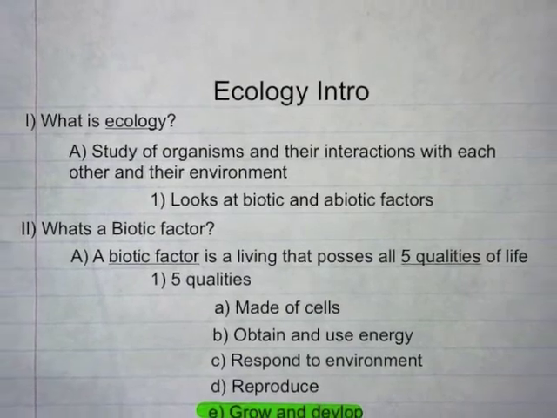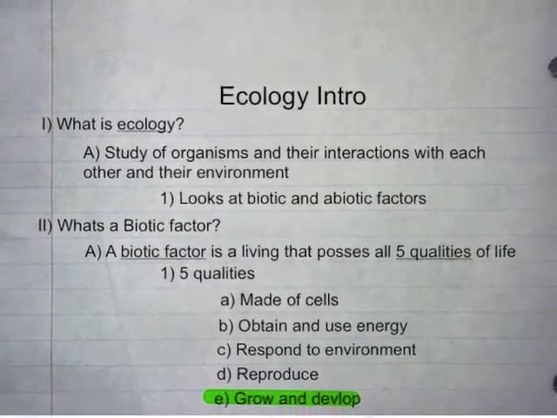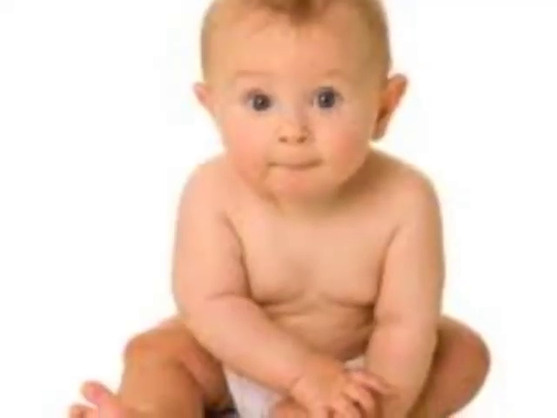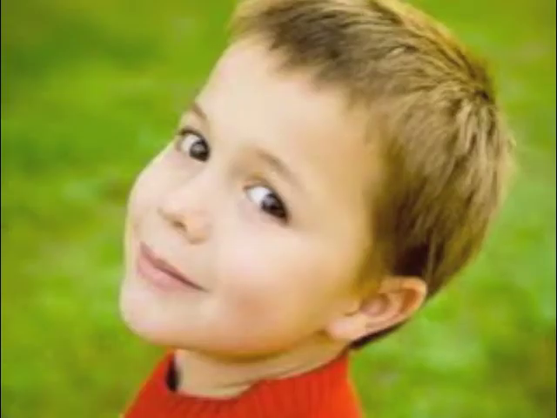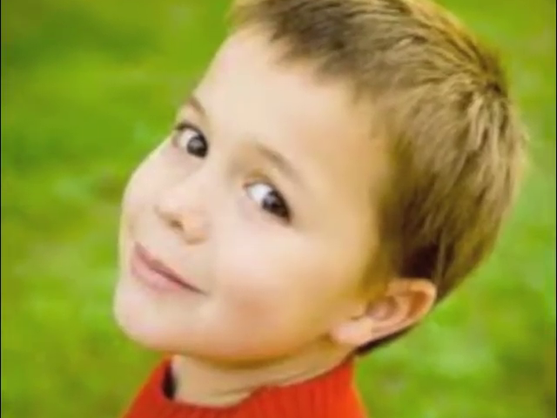Grow and develop. All organisms grow and develop in some form or another. For humans, we start as a baby, then a child, a teenager, and an adult. Other organisms have a very similar process, as another example is the eggs and tadpoles of a frog.